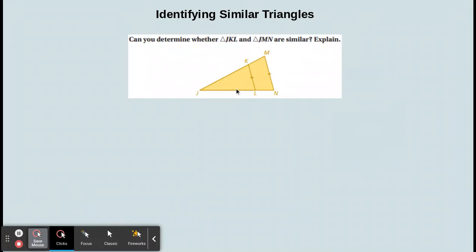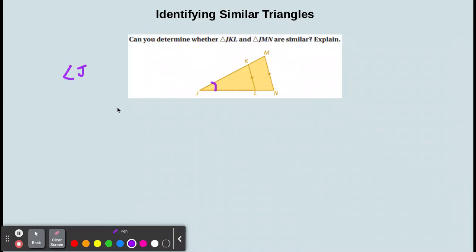Okay, when we want to identify similar triangles, we can use our knowledge of parallel lines and shared angles. So let's look at this and see if these two triangles are similar. Well, we know they both have this angle, right? They both have angle J. And it looks like here, you can see that these two lines are parallel. And this one is a what? Transversal. So if I were just to dot this out and extend it, right?